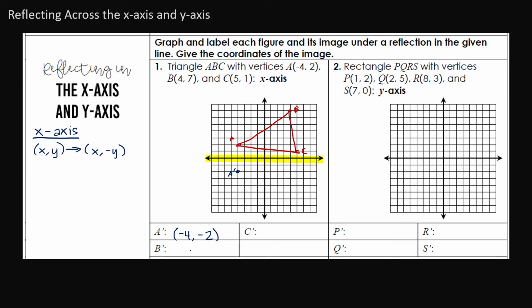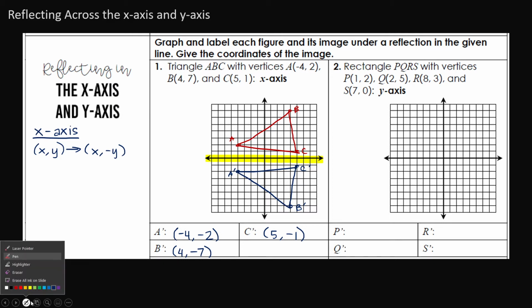B prime, well, B is at 4, 7, so that means B prime is going to be at 4, negative 7. Here's B prime. C prime is going to be 5, negative 1, changing the sign of the y value. Okay, and here is my image. We completely flipped this triangle across the x-axis.